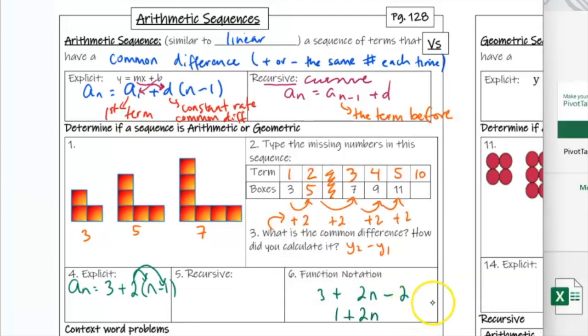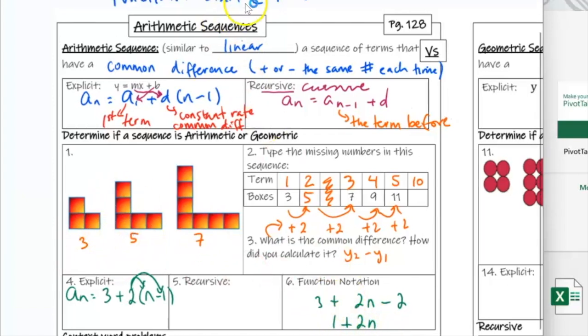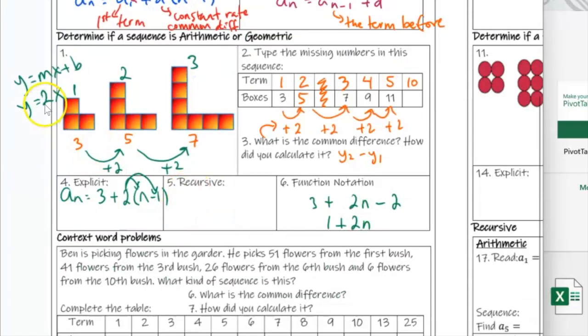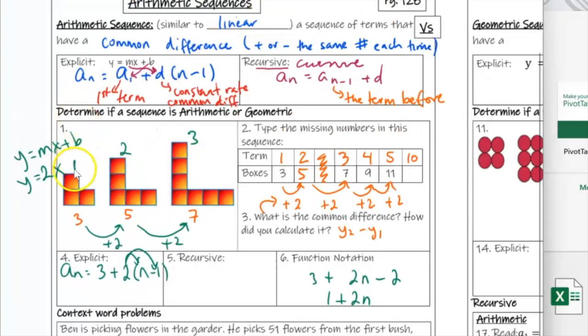And if I was to write this in function notation, I'm going to first show you that it's going to be the same thing as this. Only difference is instead of n, we have x. So if I was to write y equals mx plus b from this, I know this is number 1, 2, and 3, right? First, I'd find my slope, which is what's happening each time. What's my constant rate of change, which is 2. So my slope would be 2x. And then how would I find my y-intercept? Well, we know my y-intercept happens when x is equal to 0, right? I don't have x equals 0, I have 1 here. So I need to go backwards 1 more, right? So I need to go back here to 0.